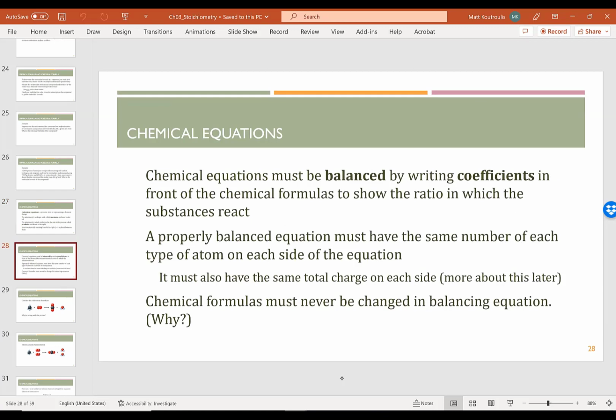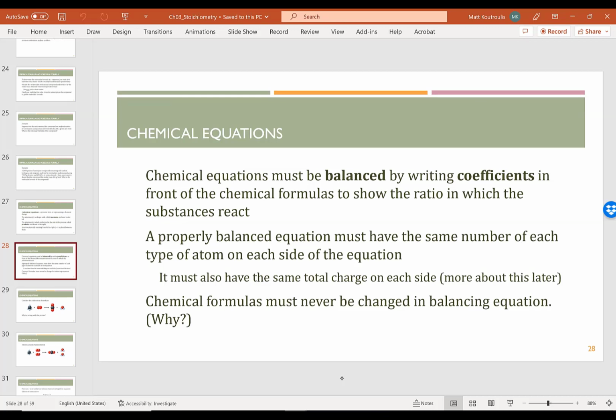The way we balance a chemical equation is by writing numbers in front of each substance if needed. Those are called coefficients. And we will use those in a number of contexts, particularly when we're looking at mole-to-mole ratios in reactions. And the most important issue about this is that you must have the same number of each type of atom on both sides of the equation.